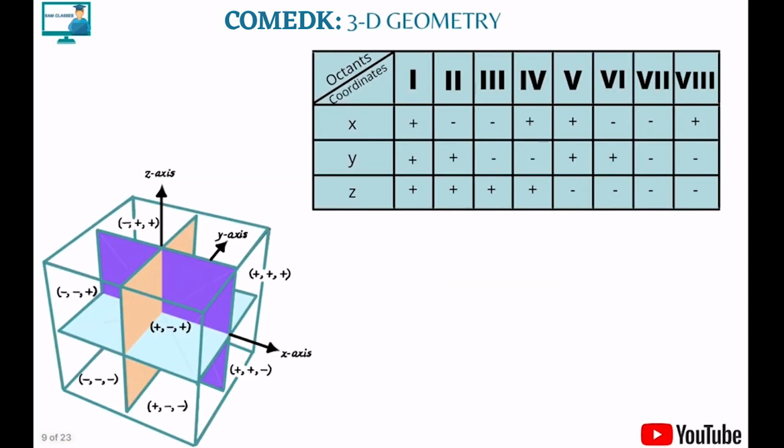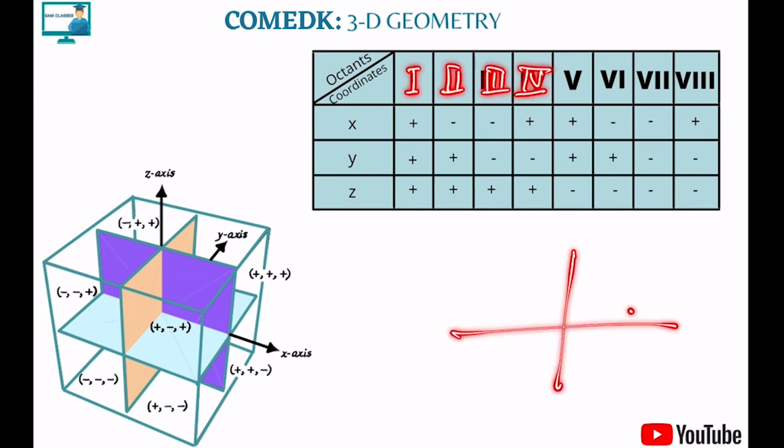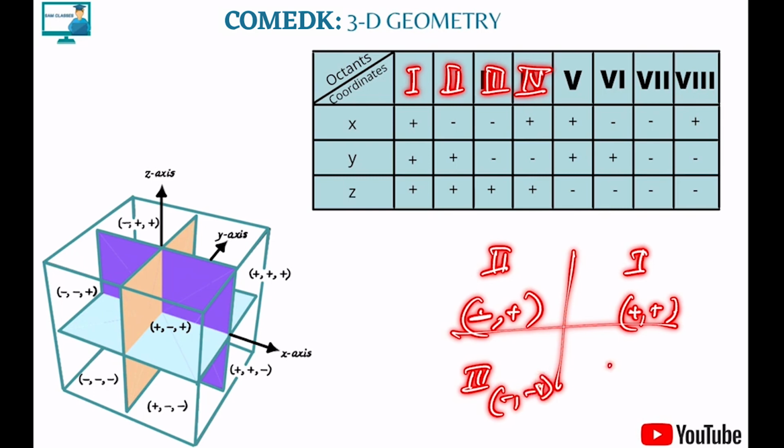Let's move on. Now, when we have a 3D plane, we divide it into 8 parts or 8 octants. Octants means 8 parts. Just like in 2D, we have plus plus, meaning x plus, y plus, both positive in the first quadrant. In the second quadrant, I have x negative, y positive. In the third, both negative, and in the fourth, x is positive, y is negative.